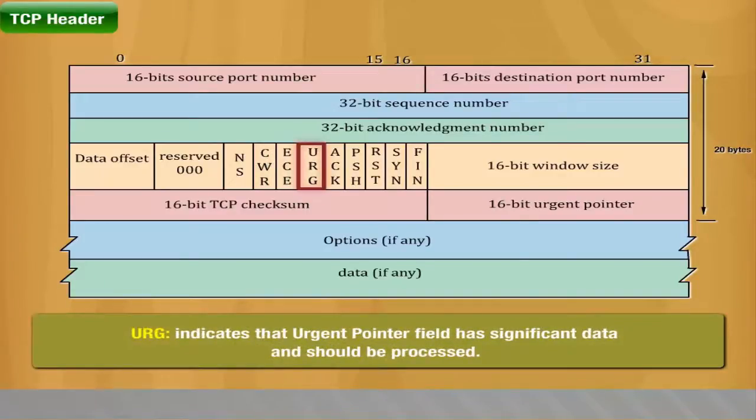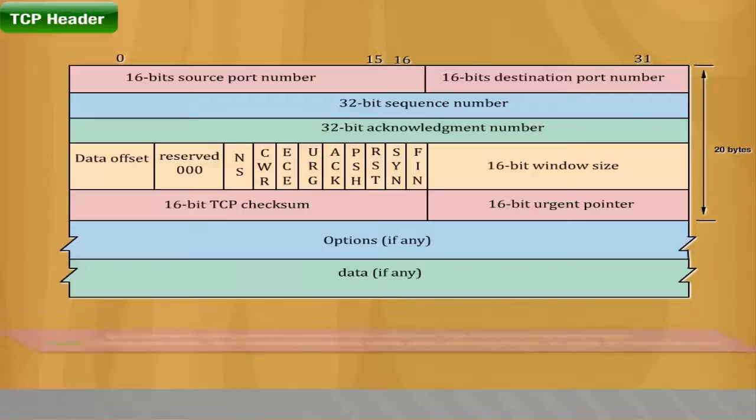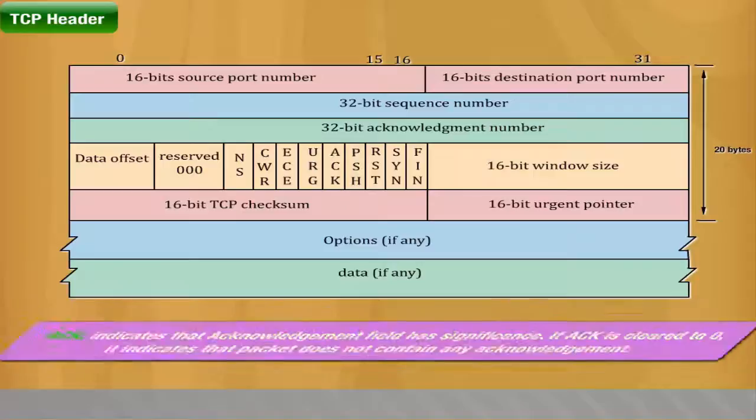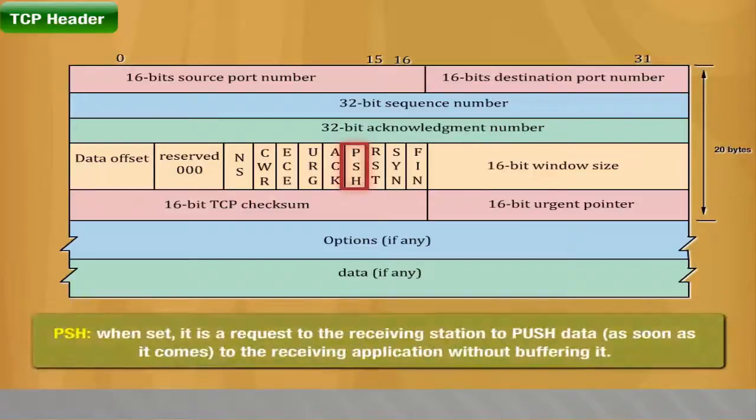If the SYN bit is set to 1, ECE means that the device is ECT capable. URG indicates that the urgent pointer field has significant data and should be processed. ACK indicates that the acknowledgement field has significance. If ACK is clear to 0, it indicates that the packet does not contain any acknowledgement. PSH, when set, is a request to the receiving station to push data as soon as it comes to the receiving application without buffering it.